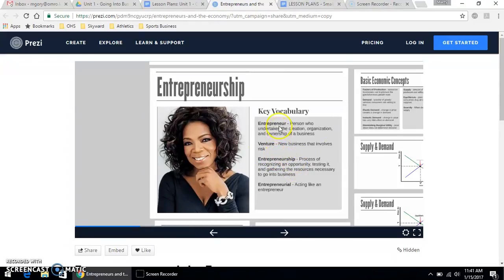Entrepreneurship is pretty much taking the entrepreneur and the venture and tying it up into one term. So this is the process of recognizing the opportunity, testing it, and gathering the resources necessary to go into business, which is a little bit different, but still also relates to the final term, which is entrepreneurial. Entrepreneurial simply states an individual acting like an entrepreneur. So if you're very entrepreneurial, chances are you have the skill set and the drive and the motivation and the understanding of opportunity to become an entrepreneur.